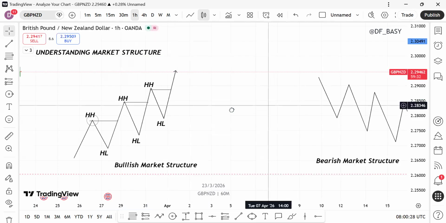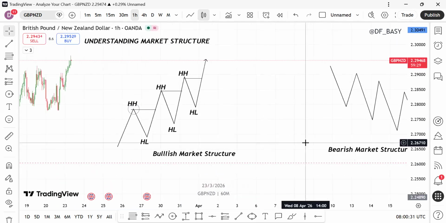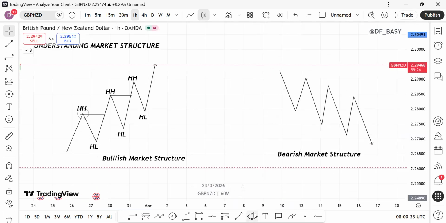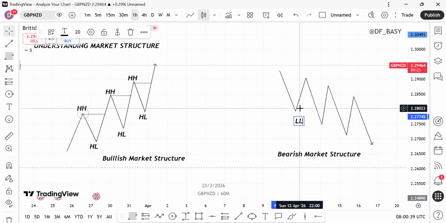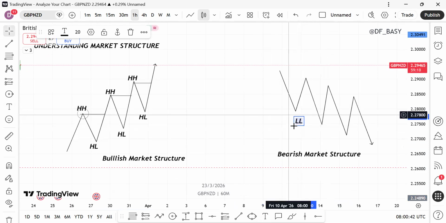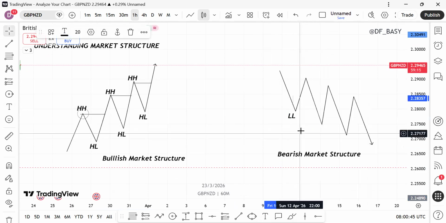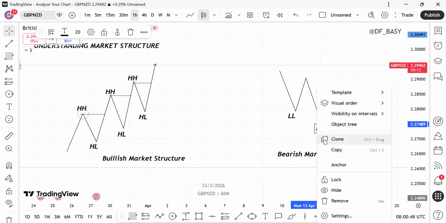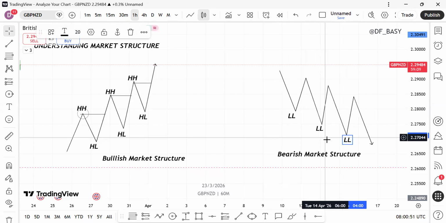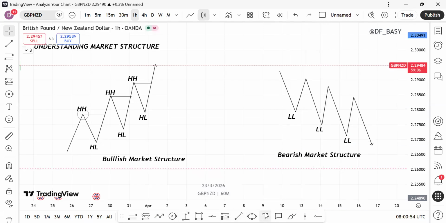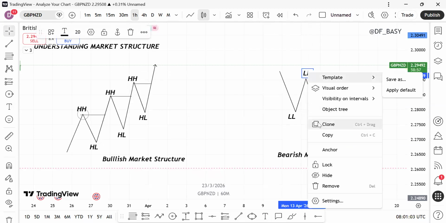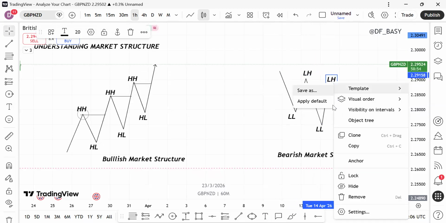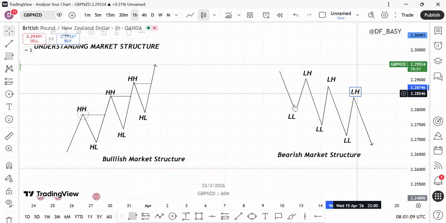While in the bearish market structure, which is over here, what do we see? What happens in the bearish market structure? We have lower lows. This is a lower low, this is a lower low, this is a lower low. The market creates a series of lower lows and a series of lower highs. This is a lower high, this is a lower high, and this is a lower high.